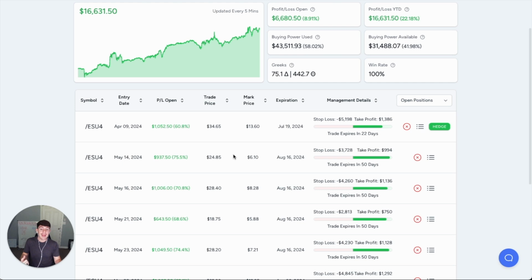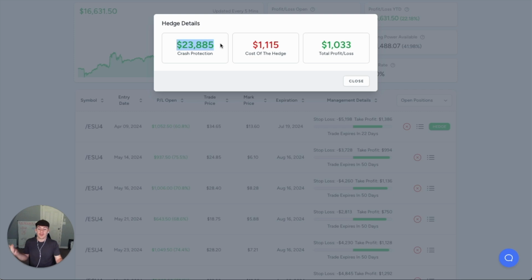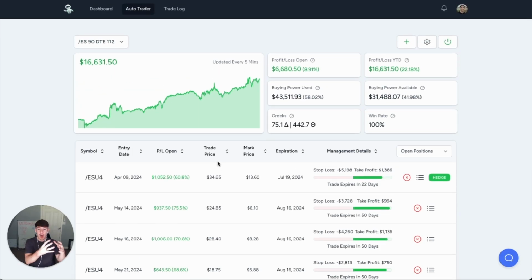And not only that, I told it, hey, I want a ratio hedge to be on when you close the trade. And so look, I have a ratio hedge that's sitting here, and you can see that it's a hedge. And look, it's showing me that I have $24,000 of downside protection with this hedge. This hedge is costing me about $1,100, and the profit of that one put that I sold, plus the cost of this hedge, will leave me with a net profit on this trade of $1,033, which is awesome. So I literally made a net profit of $1,000 and got $24,000 of downside protection. That's why you guys want to use ratio hedges and use automation if you don't have the time.